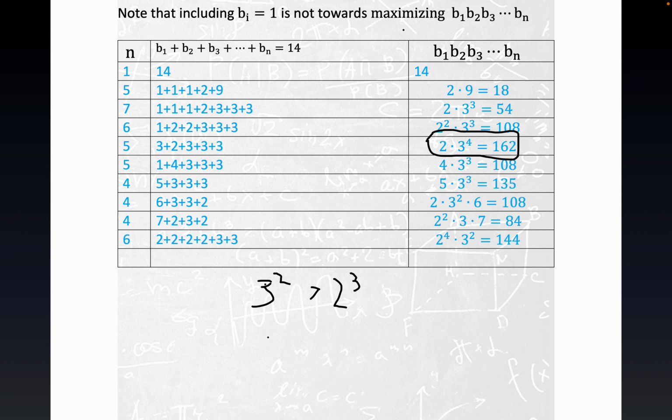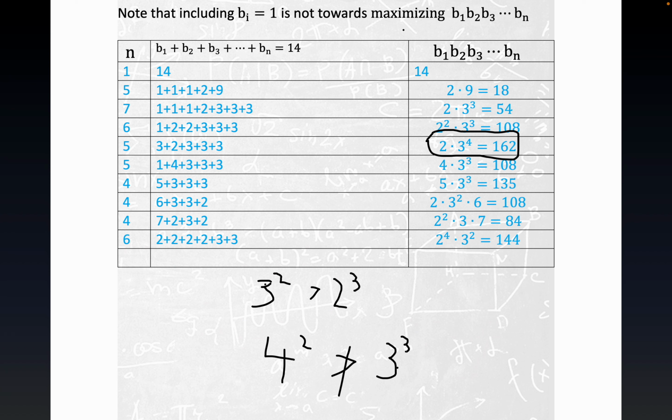Notice that 4 squared is not greater. Again, I like using these negated relations. They're nice, man. 4 squared is not greater than 3 cubed. It's kind of, you're just bumping it up. Whoops. That's 3 cubed right there.